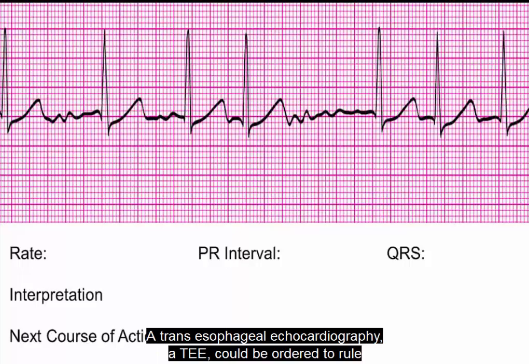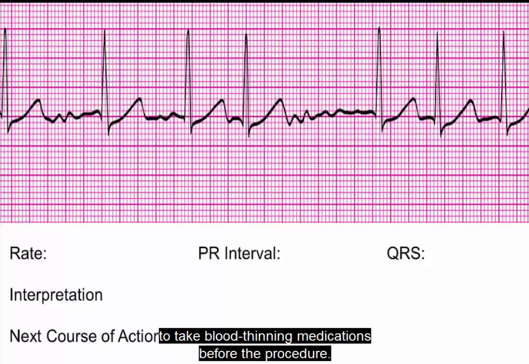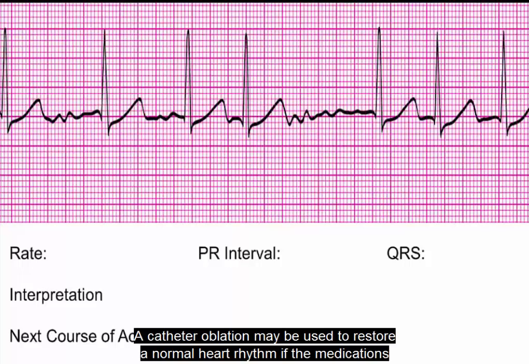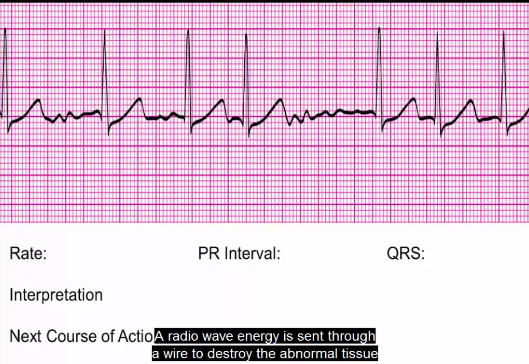A transesophageal echocardiography, a TEE, could be ordered to rule out the presence of blood clots in the atria. If the clots are present, they would need to take blood-thinning medications before the procedure. A catheter ablation may be used to restore a normal heart rhythm if the medications or the electrical cardioversion do not work. A radio wave energy is sent through a wire to destroy the abnormal tissue that may be disrupting the normal flow of electrical signals.